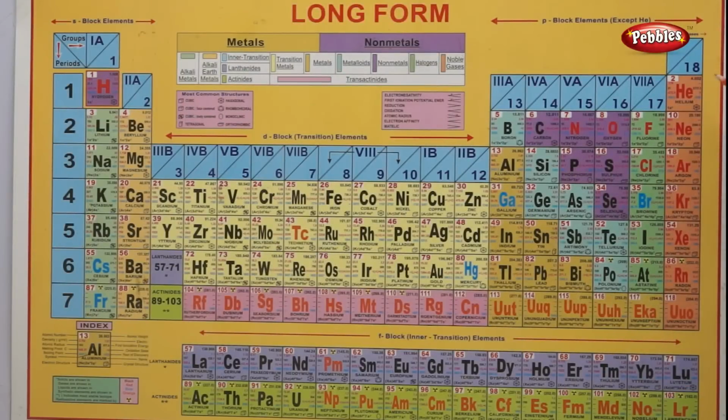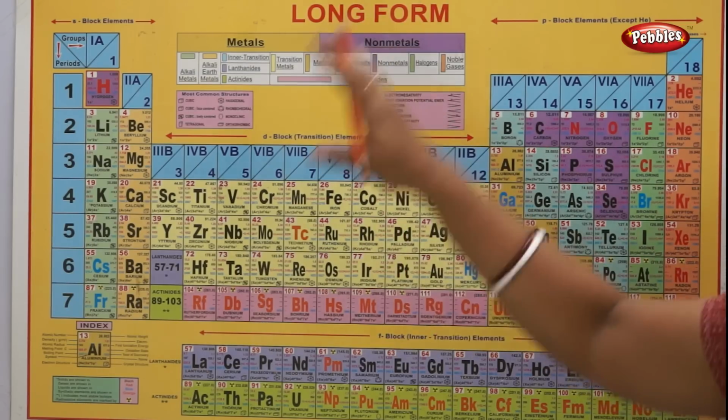Now why are they called inert gases? Because their octet is complete. That means the last orbit is not short of any electrons. It has 8 electrons as required. And so they are not reactive and they are called inert gases. This is about the groups.